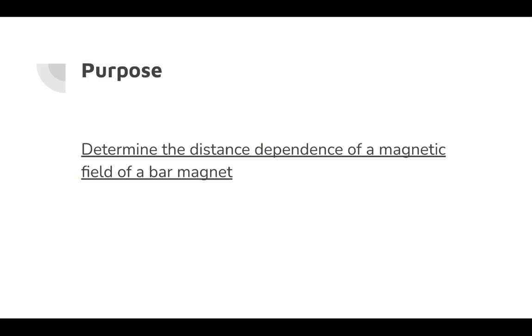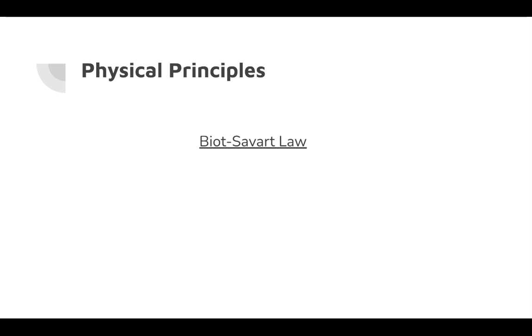So, for the introduction, the purpose of this lab is to determine the distance dependence of the magnetic field of a bar magnet. The physical principle used in this lab is the Biot-Savart law, which is B is equal to mu naught over 4 pi times 1 over r cubed times 3 times u dot r times r minus u.